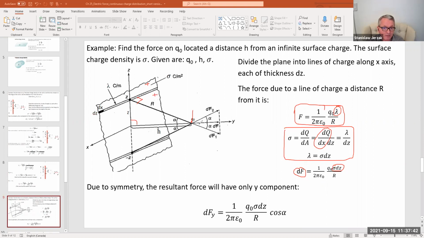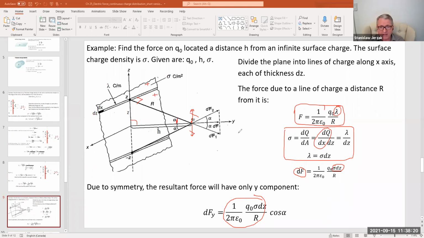and as you see, the components of these forces df1, df2 along the y direction will add, but the components along the z direction will cancel each other. So the resultant force will be along the y direction. So we have to find only the y component of these two forces, and the y component of df1 would be df times cosine alpha, where angle alpha is this angle here. This angle I designate by alpha from Q0 towards that line of charge Z.